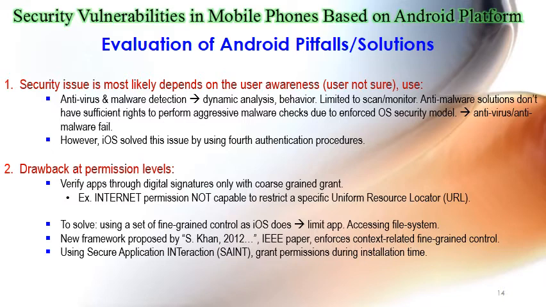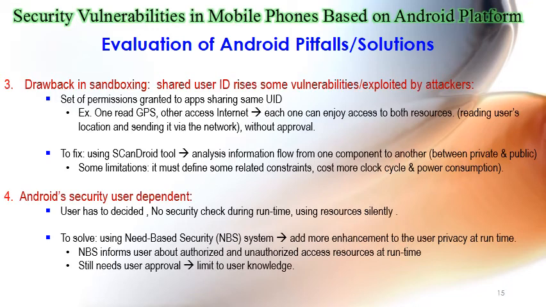Second, drawbacks at permission levels. Android verifies applications by coarse-grained grant. For example, the internet permission is not able to restrict a specific URL. Some solutions to fix this issue use a set of fine-grained controls, or an application called secure application interaction to give permission during installation time to check whether the application is safe or not.